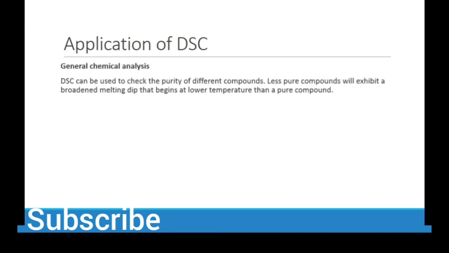So you can do general chemical analysis. DSC can be used to check the purity of different compounds. A less pure compound will exhibit a broader melting dip that begins at a lower temperature than a pure compound. If we talk about our example, we analyzed a pure compound, but if we have a less pure compound having 2, 3 or 4 polymers or different types of material, less pure with impurities, we will have a broader melting dip. Okay, because every compound has different melting points, that's why we have a broader melting dip.